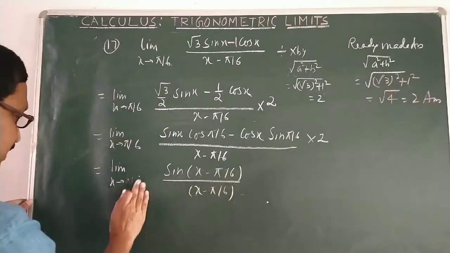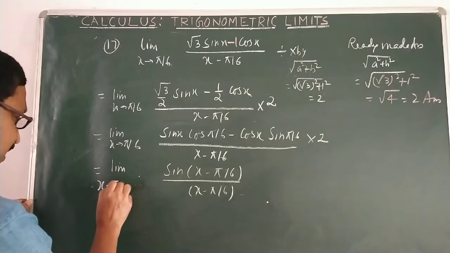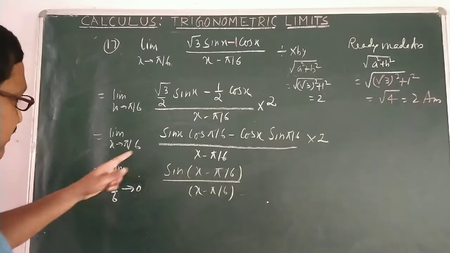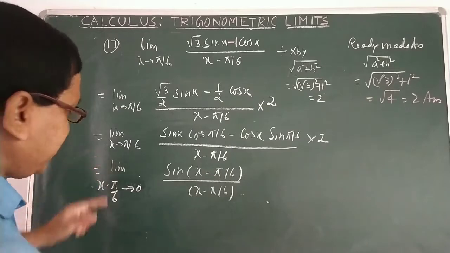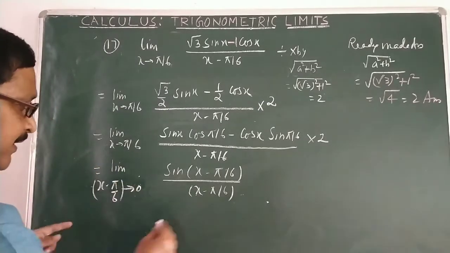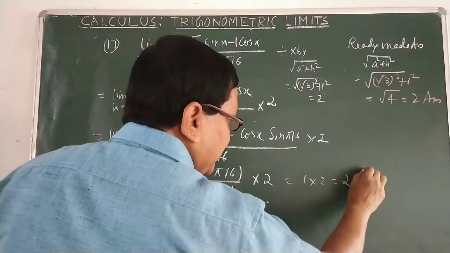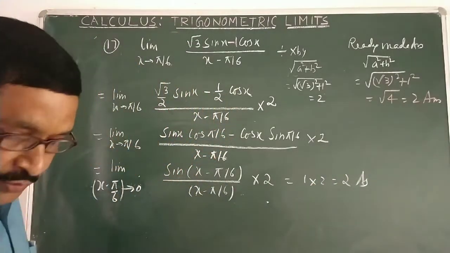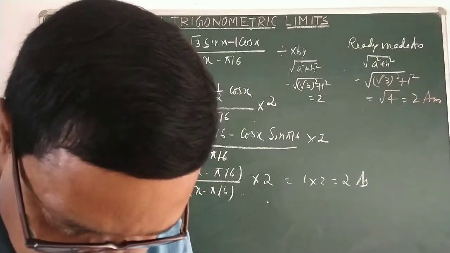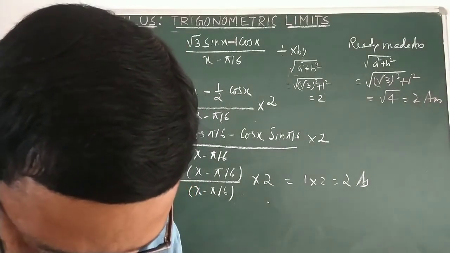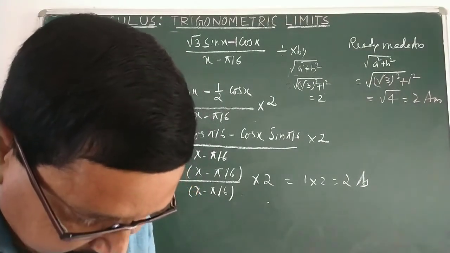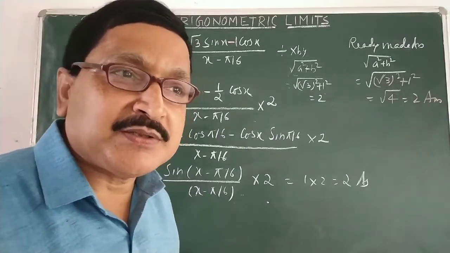So you can write here x minus pi by 6 tends to 0, when pi by 6 is transferred to the left side. So everything is okay. So this is 1. So 1 into 2 is equal to 2, the answer. So how successfully I have answered the question, it is very clear to you. Now more I will discuss in the next video.